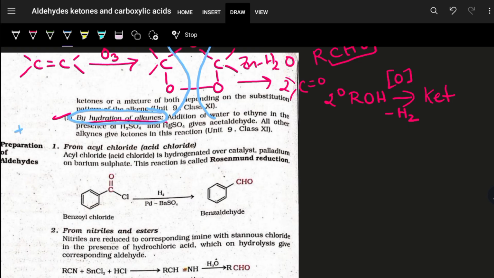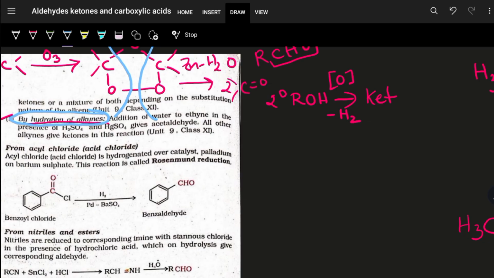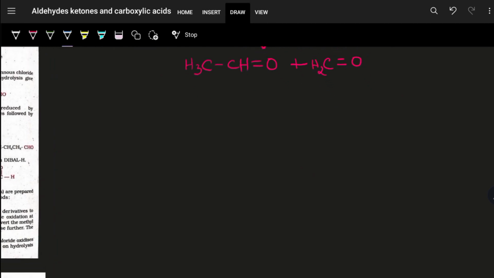Hydration means addition of water to alkyne system. Now remember one thing, that it happens in presence of H2SO4 and HgSO4. So let me show this reaction.